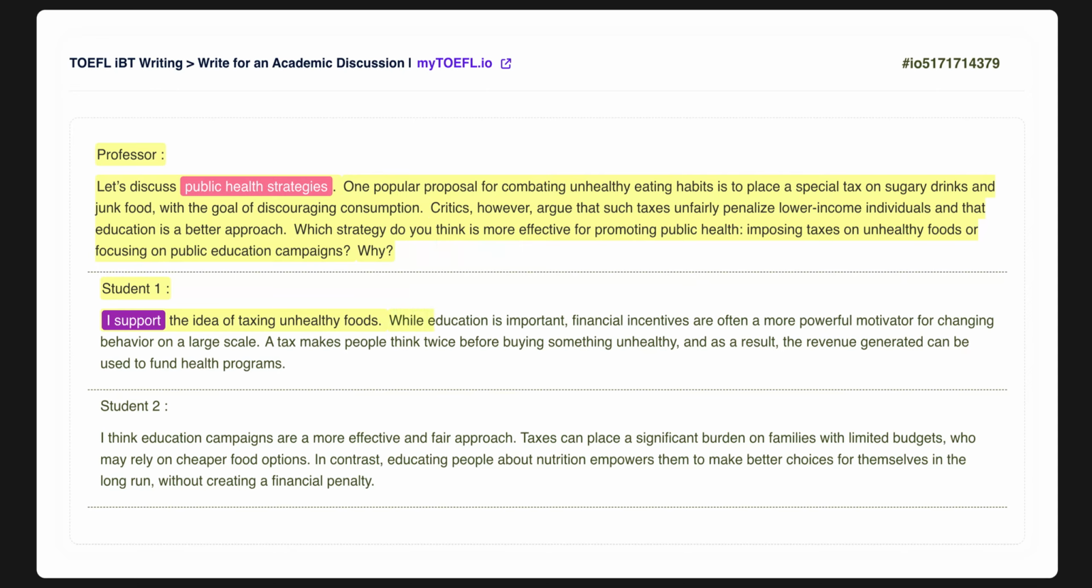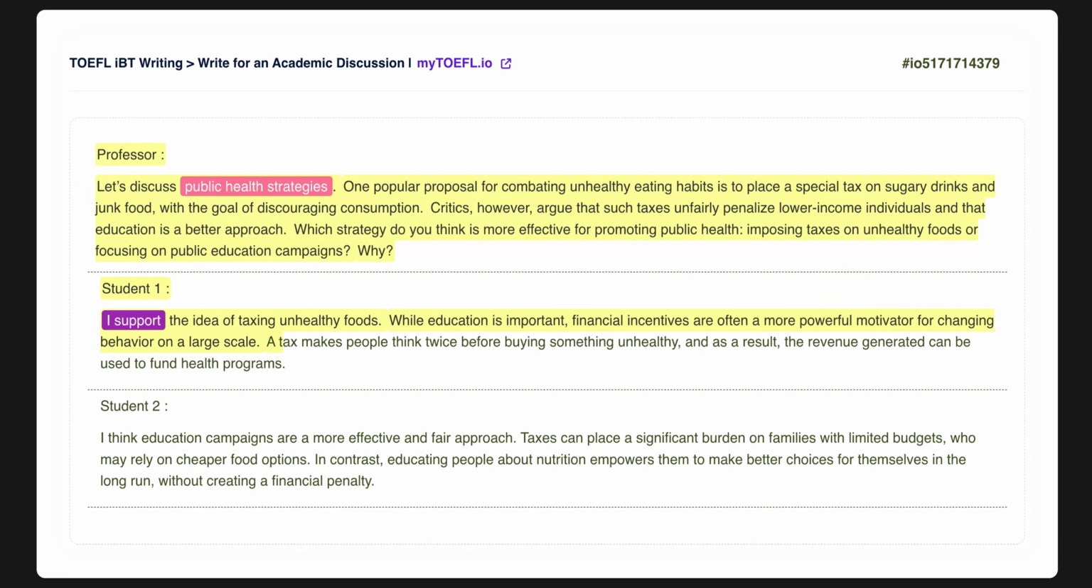While education is important, financial incentives are often a more powerful motivator for changing behavior on a large scale. This student uses a while clause to acknowledge the other side before presenting their own argument. They argue that financial incentives are more effective for changing behavior on a large scale. This is a very strong academic structure.